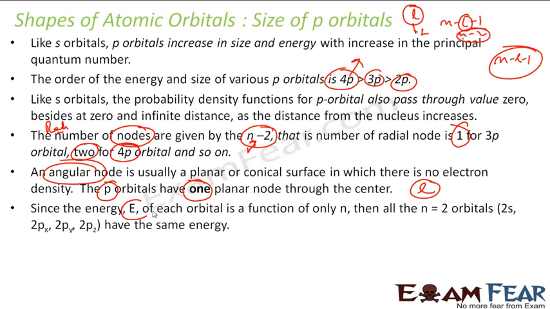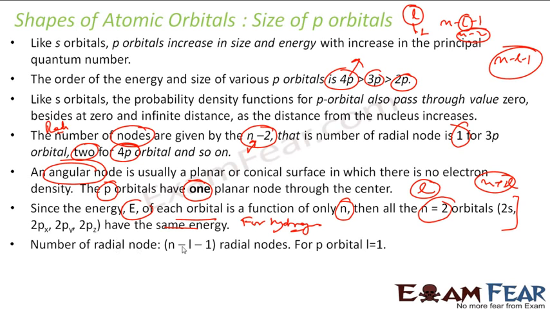And since the energy E of each orbital is a function of only n, all n is equal to 2 orbitals have same energy. So if you say 2s, 2px, 2py, 2pz, they all have same energy for hydrogen. But actually if you see 2s and 2p, they have different energy. That depends on n plus l for multi-electron.